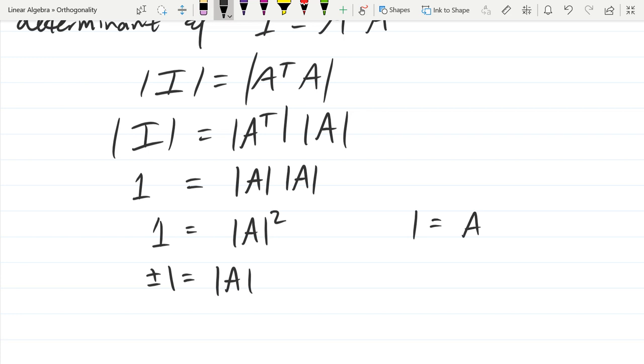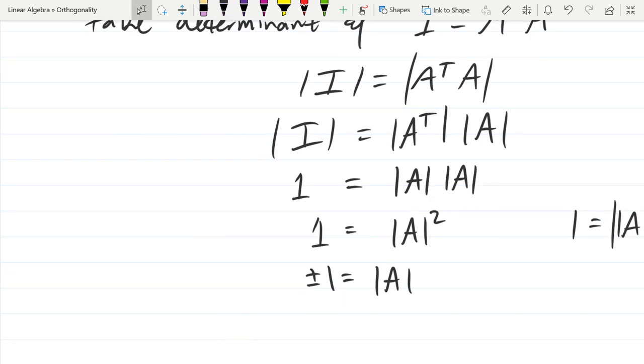Here's a really funny math notation. Technically, this would be correct notation: the absolute value of the determinant equals 1. But if you write absolute value next to determinant, yes, we know it's correct, but it looks very silly. So we'll just stick with the plus minus in this case.